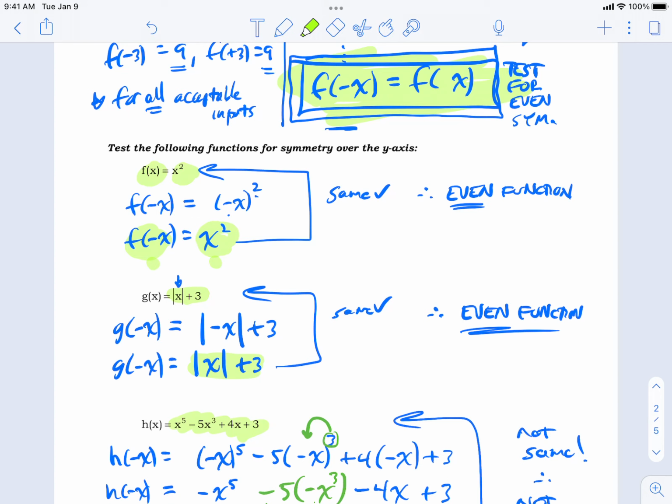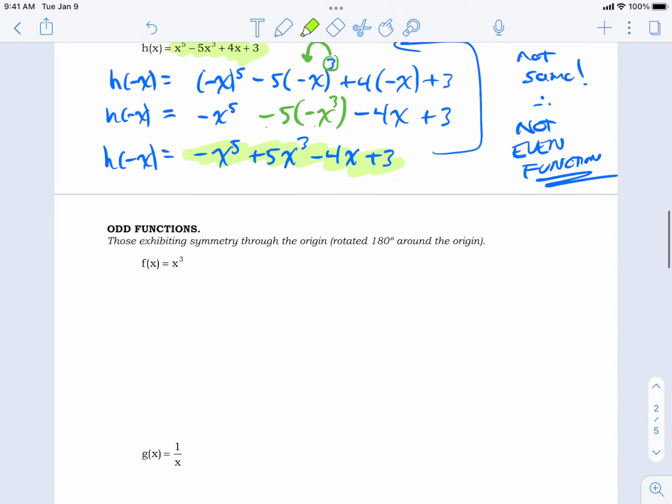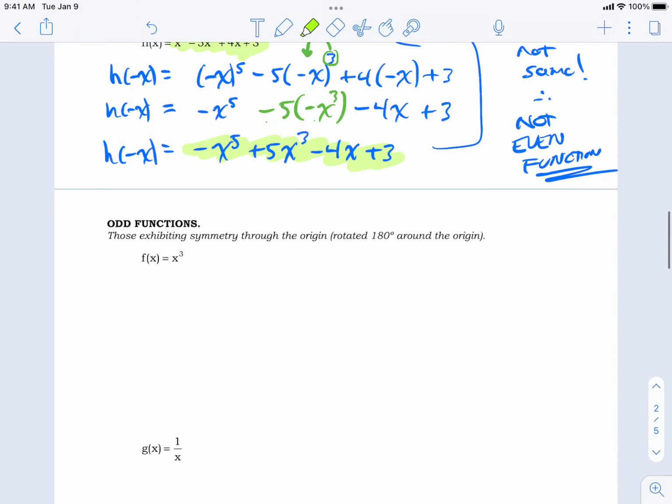x is free to be whatever you want. You can say, oh, that would have been true if I used x equals a million or a jillion or whatever. It would have worked all the same. It always works the same. Okay. Whew. Let's do some odd functions now.